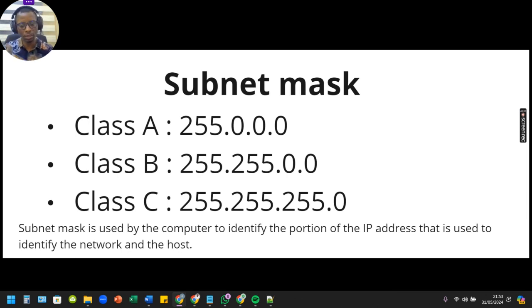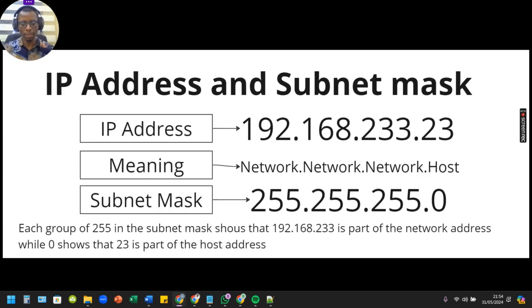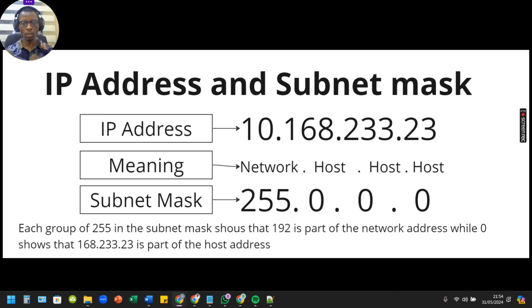So that's how it is for network, and this is how it means. So now, just like what I explained, the 255 underneath shows that 192 is assigned to the network. The next 255 shows that 168 is also a network address, and the next one also shows that 233 is also a network address. But the 0 says that that 0 is actually the host address. So every computer on that network bears the same network address, but what changes is the host address depending on the computer.